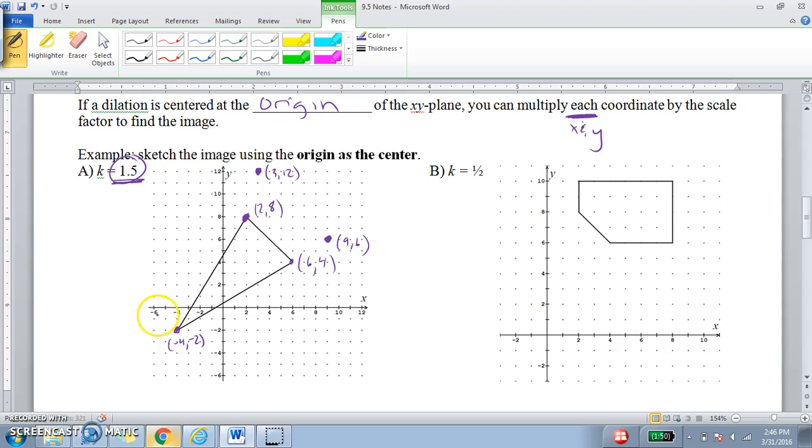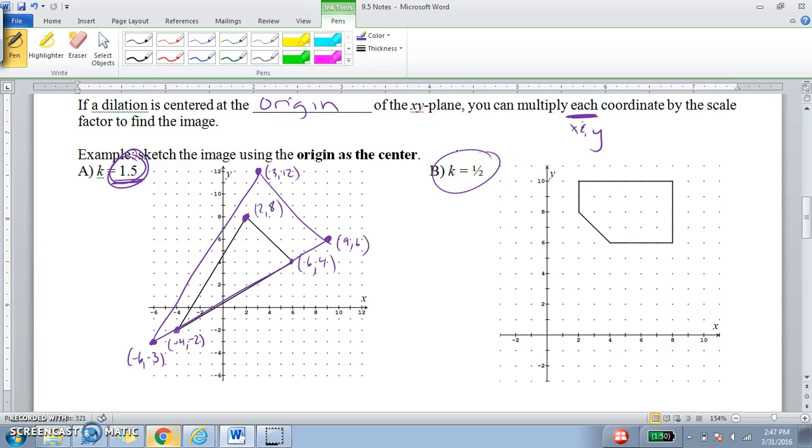-4 times 1.5 would be -6, and -2 times 1.5 would be -3. So we would graph all of those points. So this bigger shape is 1.5 times bigger than this first shape that we started with, and it's 1.5 times further away, or all of the points are further away from the origin.